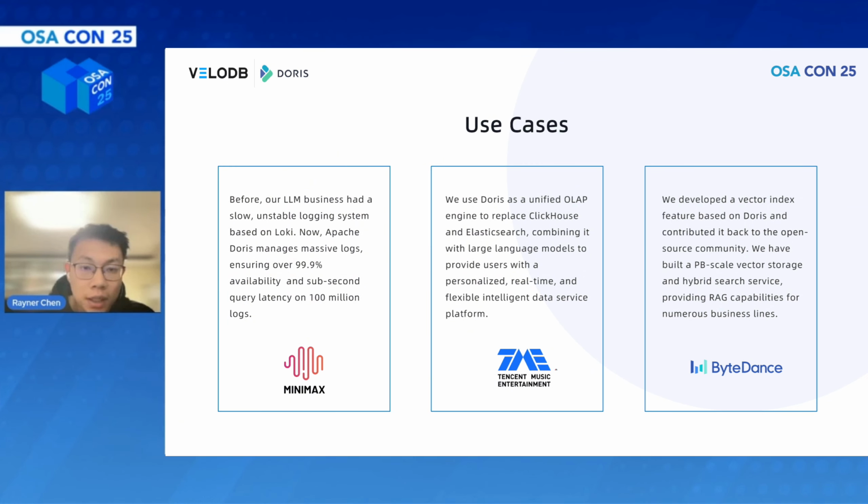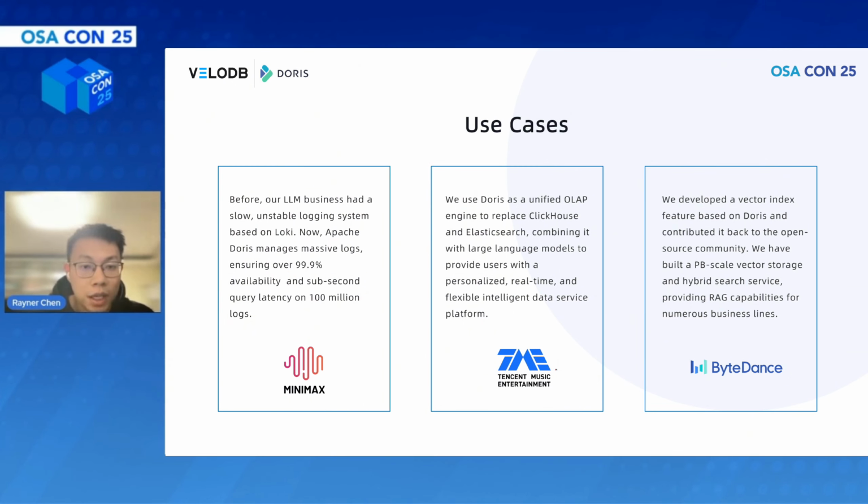And the second one is Tencent Music Entertainment. It uses Doris as a unified OLAP engine to replace ClickHouse and Elasticsearch, and combines it with a large language model to provide users with a personalized, real-time, and flexible intelligent data service platform.